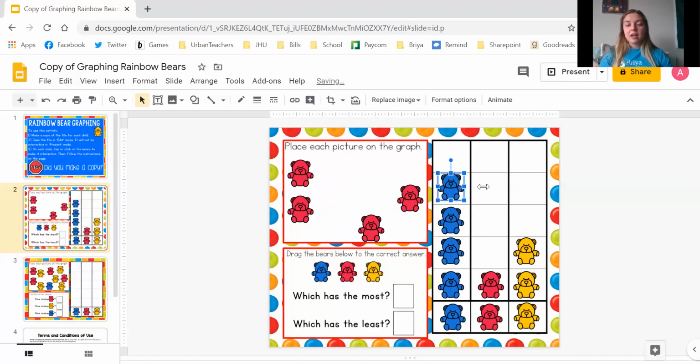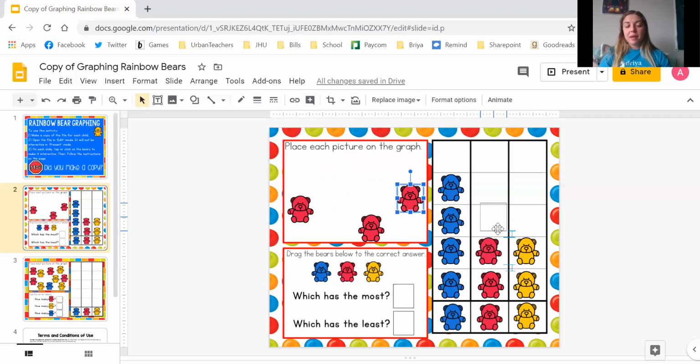Remember, every bear goes in one box. I can't put two bears in the same box. They won't fit. If we put the bears in their own box, then it makes it easy for us to count the bears at the end. Now let's put the rest of the bears in. What bears do we have left? What color are they? Red. Good job. Let's move the rest of the red bears over to here. Is that a match? You're right. We can move it here to match the rest of the red bears at the bottom.